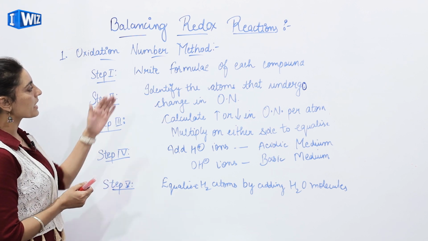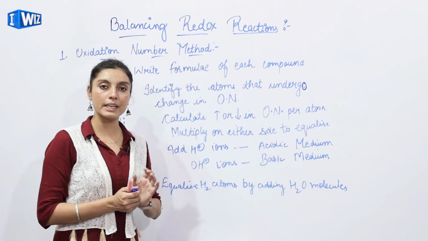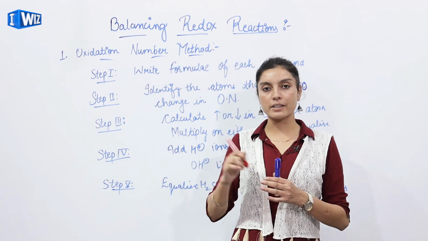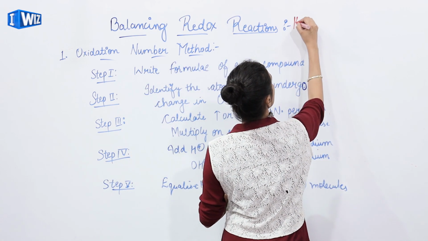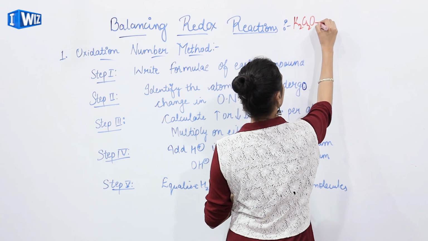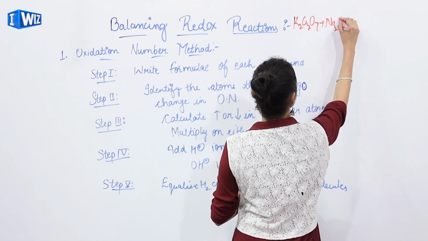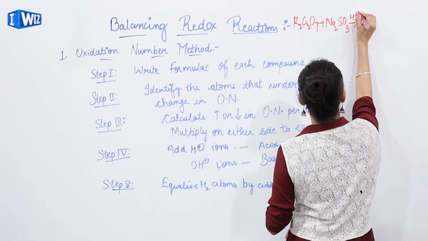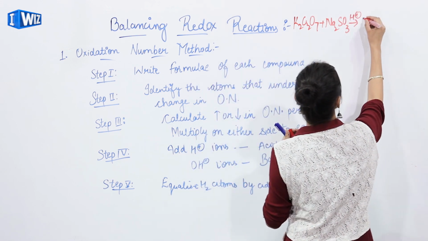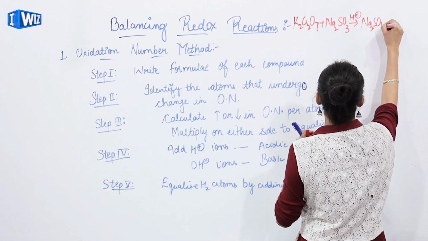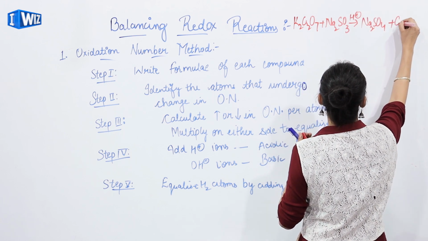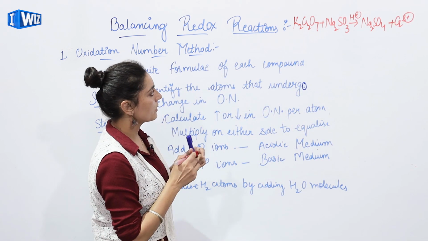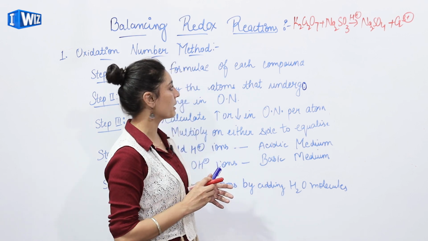The very first step says, please write the formulae of each compound. We can take an example to study this particular method. Let's talk about potassium dichromate reacting with sodium sulfite in the acidic medium. It will give us sodium sulfate, and there is a release of the chromium ions as well. Clear? It would be leading to the formation of the chromium ions.